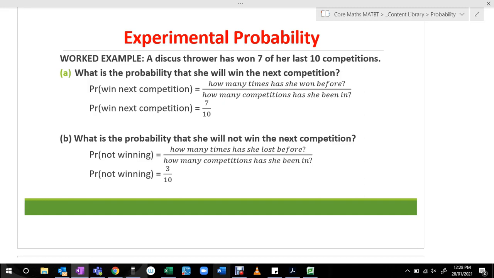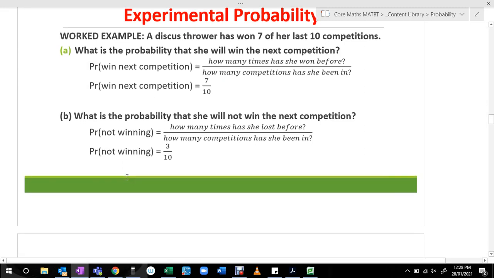And then if you think about the other flip side to that, what's the probability that she won't win? So if there's a 7 in 10 chance to win, okay, so the PR of winning is 7 in 10. PR of not winning would be the opposite of that, which would be 3 out of 10. Okay, because if she has a 7 in 10 chance of winning, the remainder must be 3 out of 10.